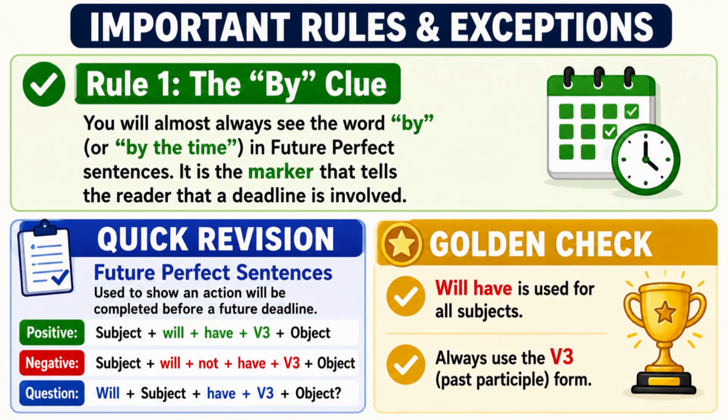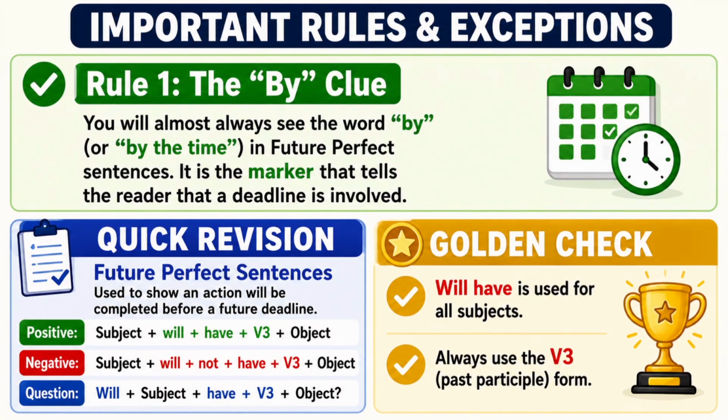Now let's learn an important rule. This is called the by clue. In future perfect sentences, you will often see words like "by the time," or another future deadline. These words tell us that an action must be completed before a specific future time. Whenever you notice these words, there is a good chance that the future perfect tense is needed.